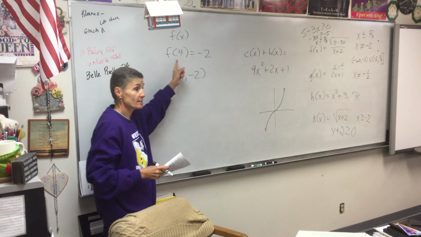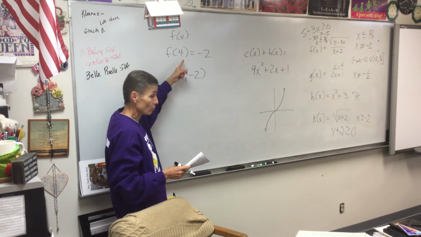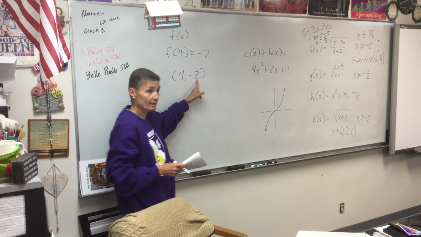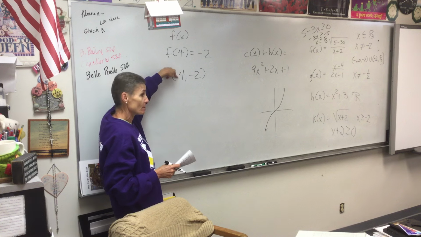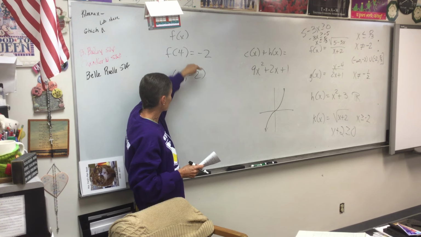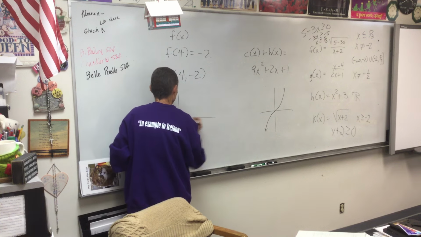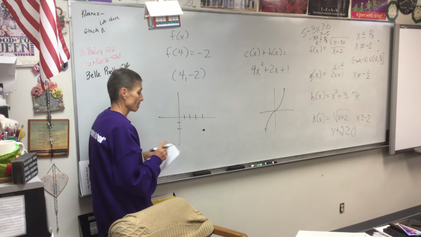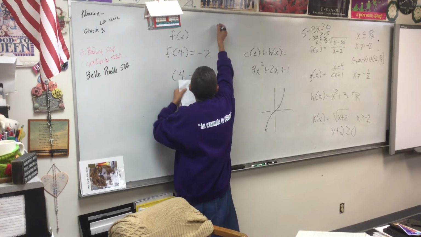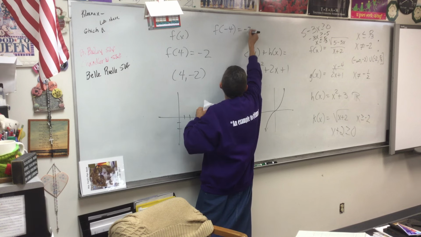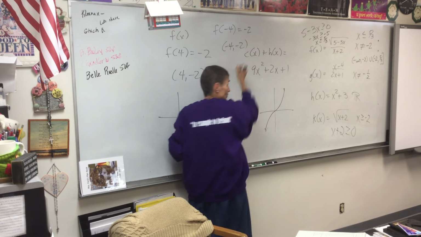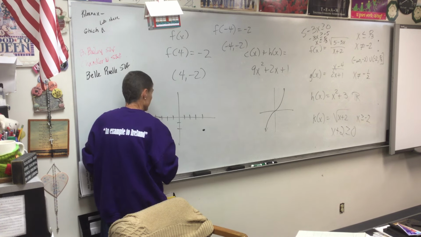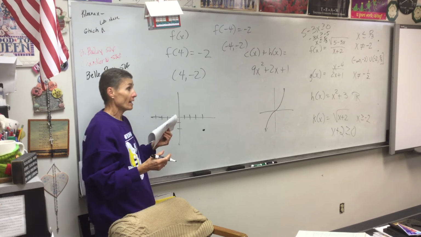This notation is simply function notation that says, if you plug in 4, you will get out -2. If you let x be 4, your answer or your y will be -2. So there's that point. Now, what's the other point? F of -4 is -2. So that would be (-4, -2). And that's all you've got, those 2 points.